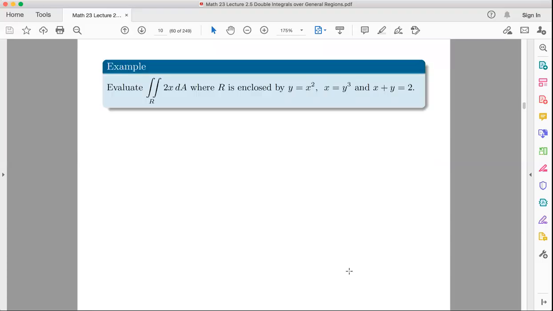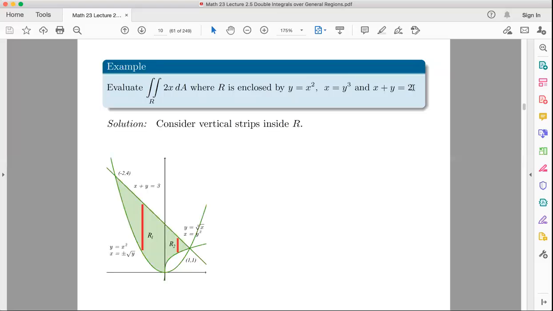So to illustrate that, let's consider this example where the region R is enclosed by the parabola y equals x squared, the cubic x equals y cubed, and the line x plus y equals 2. So this will be the region here. Now to evaluate the double integral, we can consider the region to be of type 1. But then we can see that this region can be partitioned into two subregions. So you have R sub 1 on the left, to the left of the y-axis, and R sub 2 on the right of the y-axis.